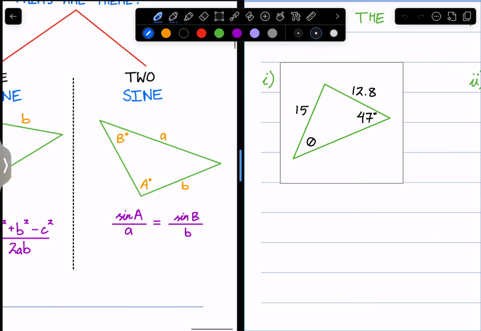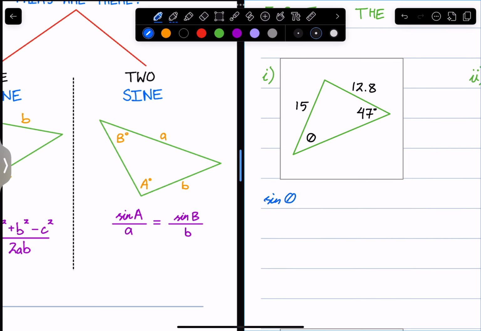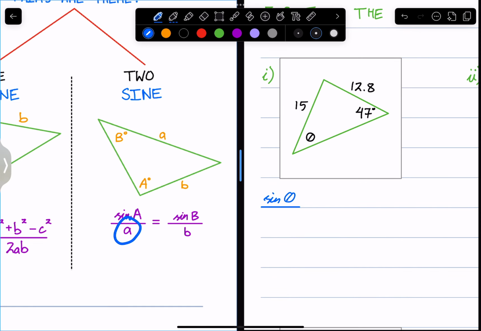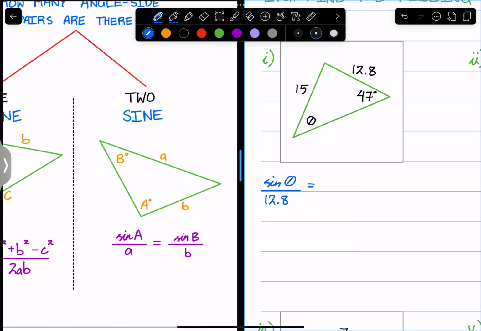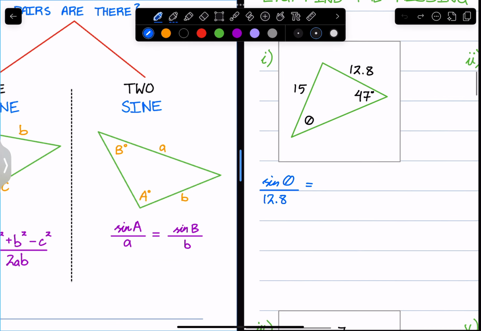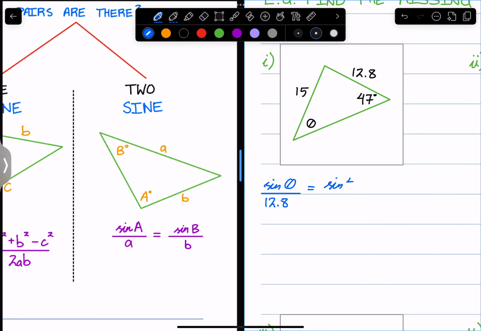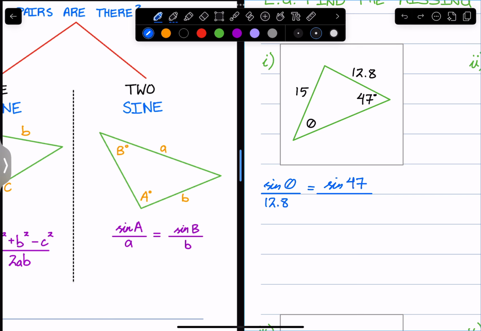Now take a look, since we're going to do the sine rule, let's follow exactly what it says. Sine A over a. Now A is going to be the missing angle, so sine theta over a. The matching side to this is 12.8. So sine theta over 12.8 equals, sine B is the other angle that we have, so sine 47 over the matching pair b. In this case, b is 15.